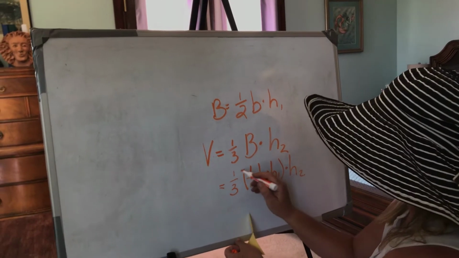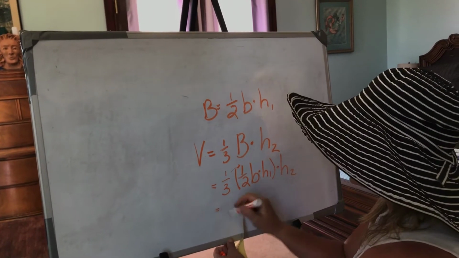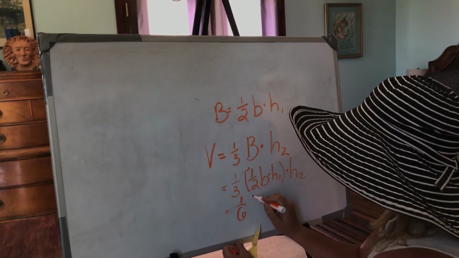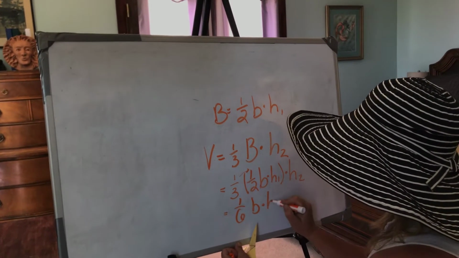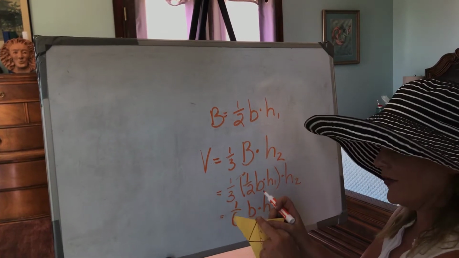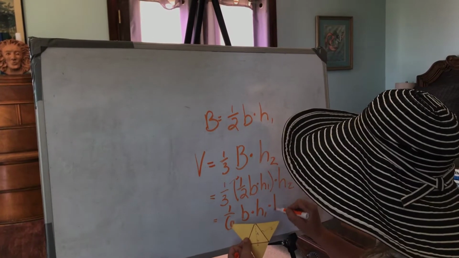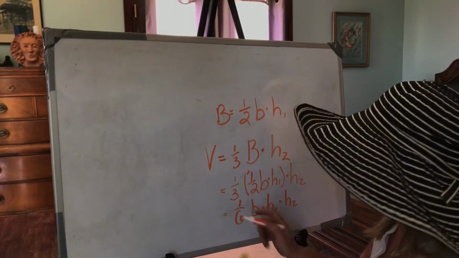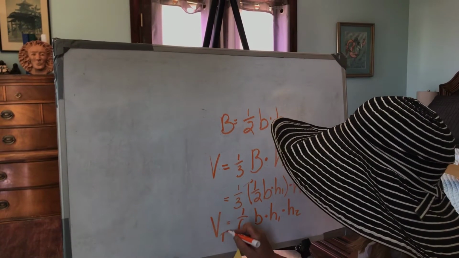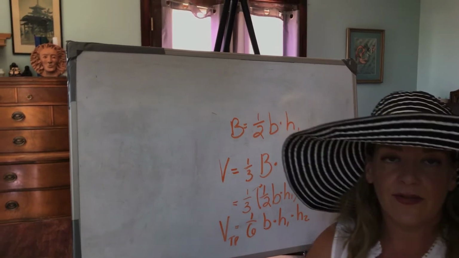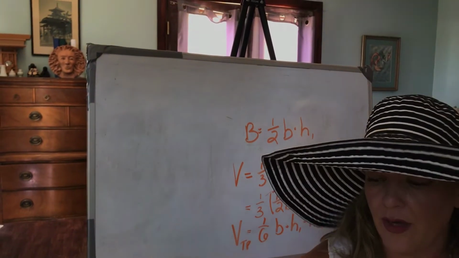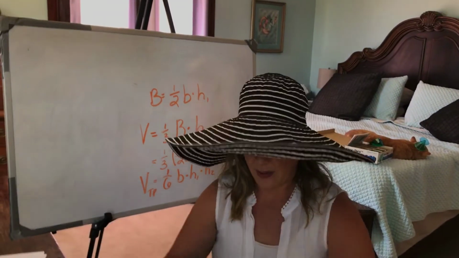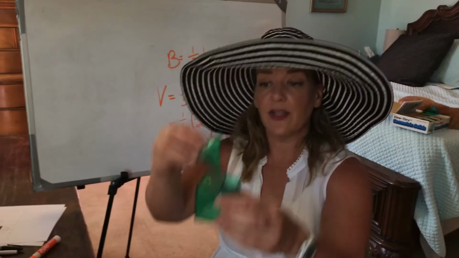Now, remembering our distributive property, I can distribute the 1/3 inside. 1/3 times 1/2 is 1/6. I still have base, height subscript 1, which is the height of this base triangle, and then I have height 2, which is the height of the entire pyramid. And that is the volume of a triangular pyramid. Now, let's see if it holds up to scrutiny when we use our macaroni, okay? So, here's my triangular prism.